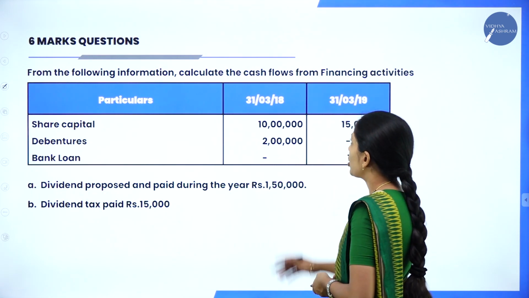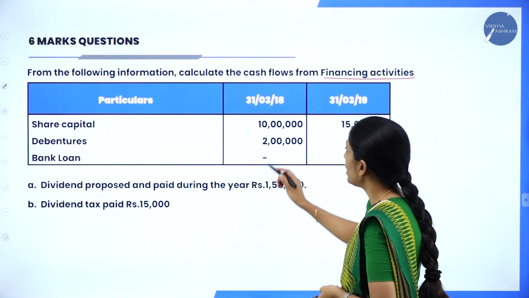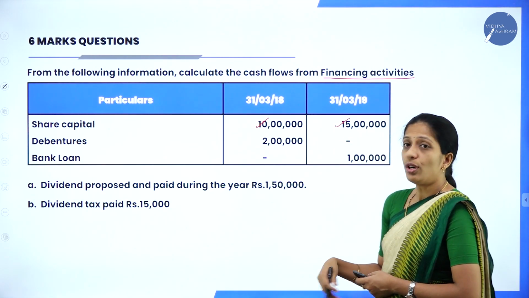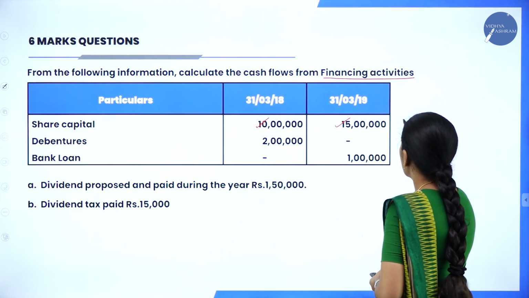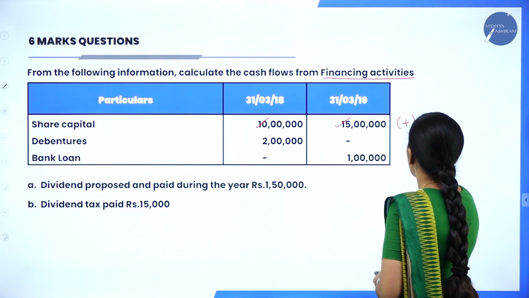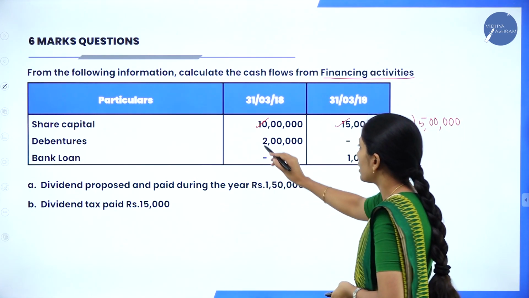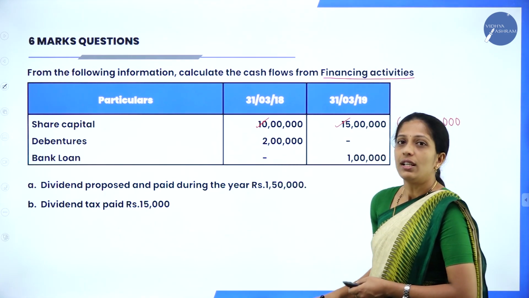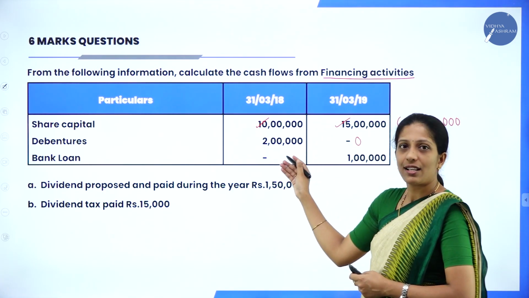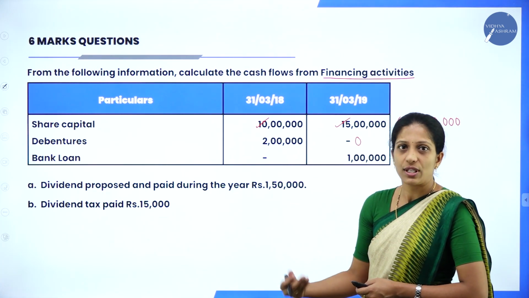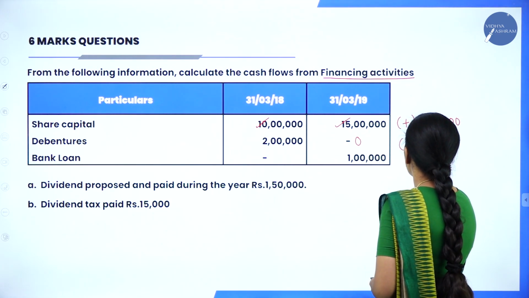From the following information, calculate cash inflow from financing activities. Now share capital they have given how much? 10 lakh and 15 lakh. So again they have issued share because earlier it was 10 lakh, now it is 15. So 5 lakh they have issued. So plus 5 lakh. Debentures, earlier it was 2 lakh, now it is 0. So debentures redeemed. So minus 2 lakh.